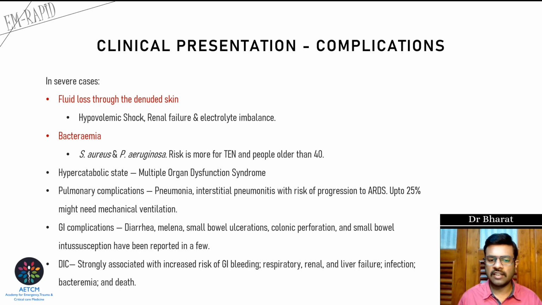Pulmonary complications like pneumonia and interstitial pneumonitis carry a risk of progression to ARDS, and up to 25% of patients might even require mechanical ventilation. The most common GI complications are diarrhea, which can present with melena, small bowel ulcerations, colonic perforations, and small bowel intussusception, but these are very rare in comparison to the other complications. DIC can be present in such patients, is strongly associated with increased risk of GI bleeding, and can also be seen with multi-organ dysfunction, and a high probability of death and morbidity is associated with DIC.